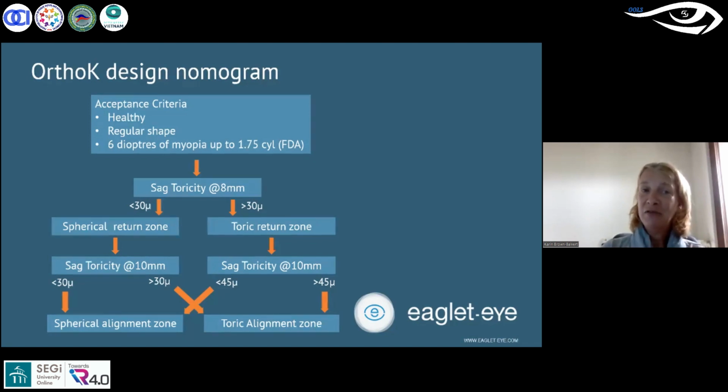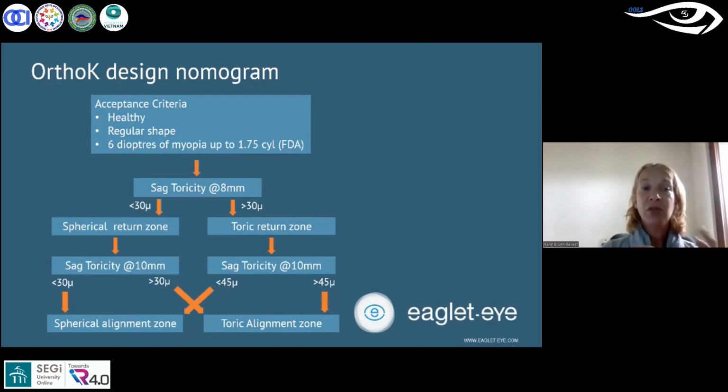Then we're looking at this different sectoricity to help you decide which spherical return zone you need, if you need a toric return zone, and it will then be looking at the toricity at 10 millimeters to see if you need a spherical alignment zone or a toric alignment zone.